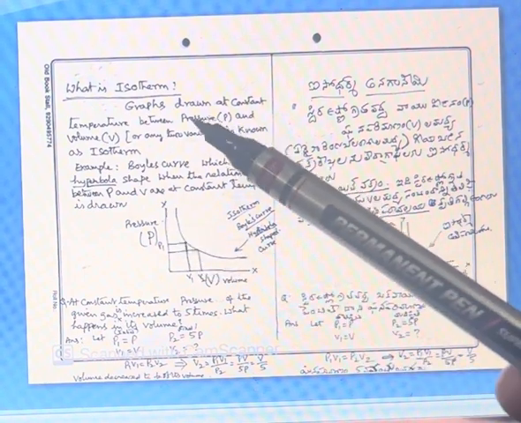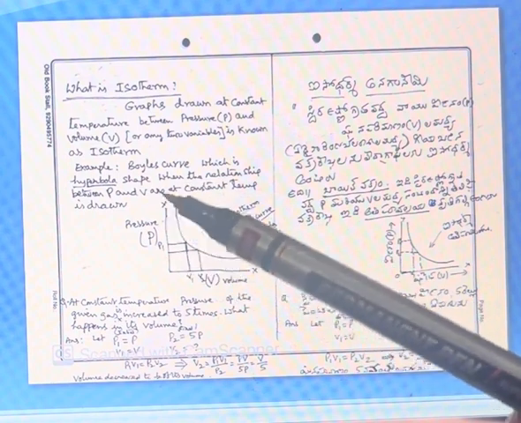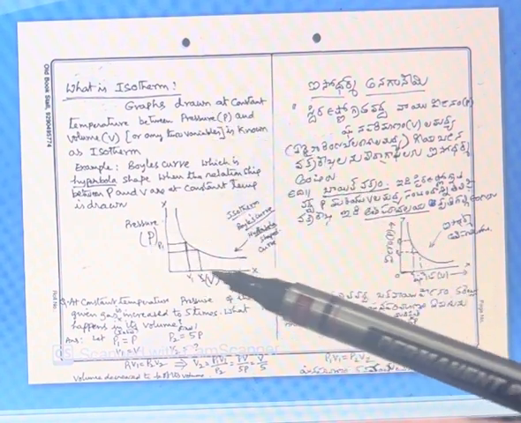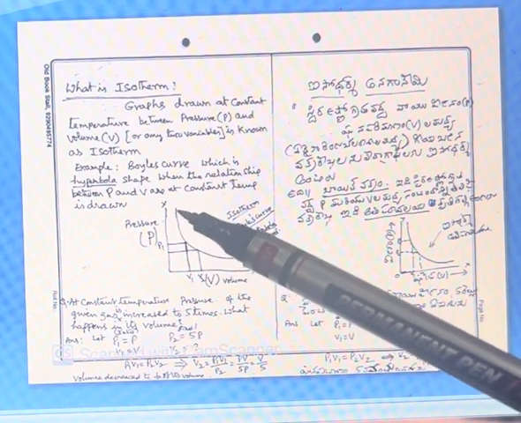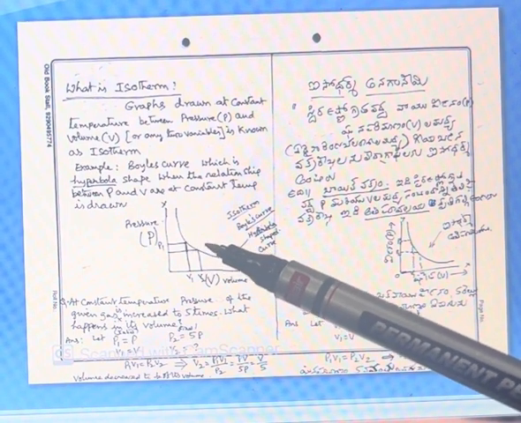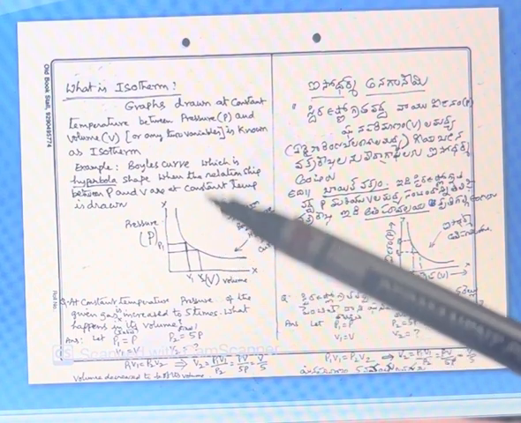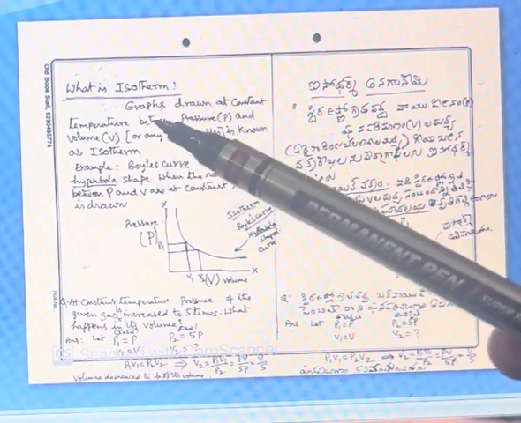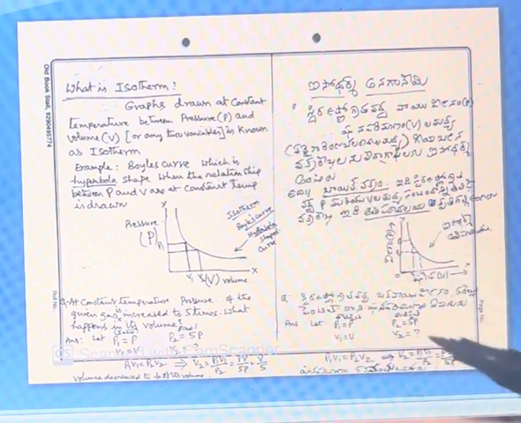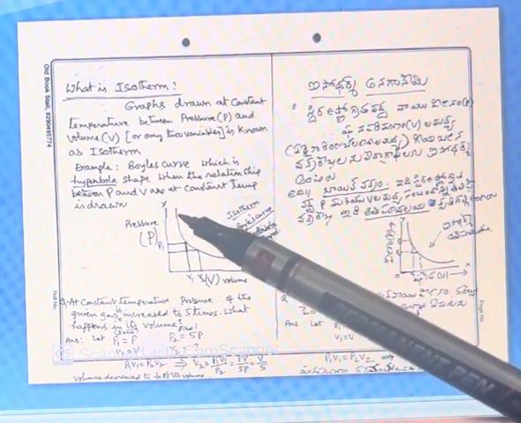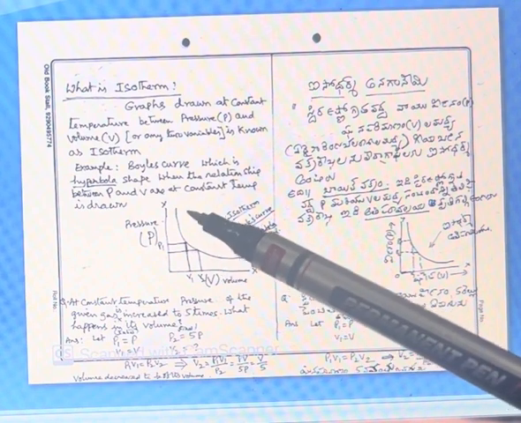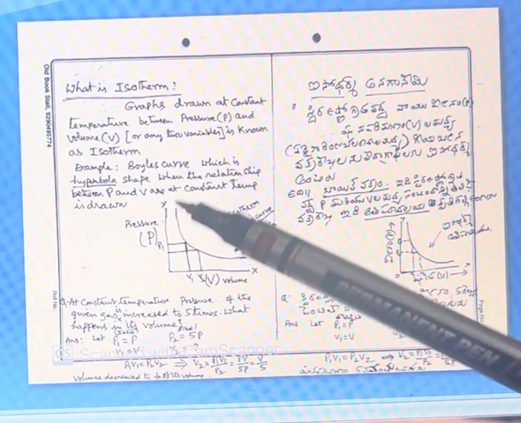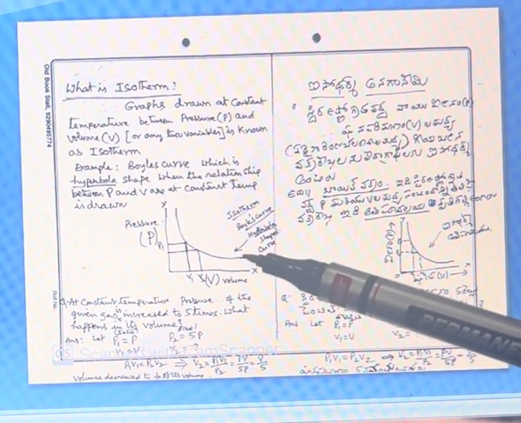This graph is drawn at constant temperature, so this plot is called Boyle's curve or isotherm. Iso means equal, therm means temperature: equal or constant temperature. So the isotherm is also called Boyle's curve. It is also called a hyperbolic curve, Boyle's hyperbola, because its shape is a hyperbola.